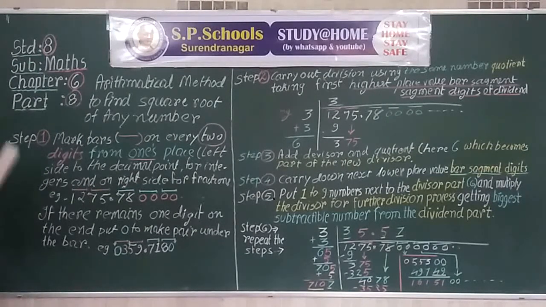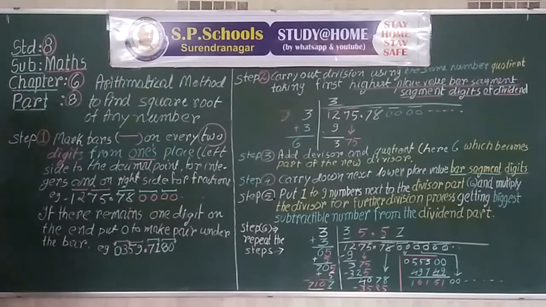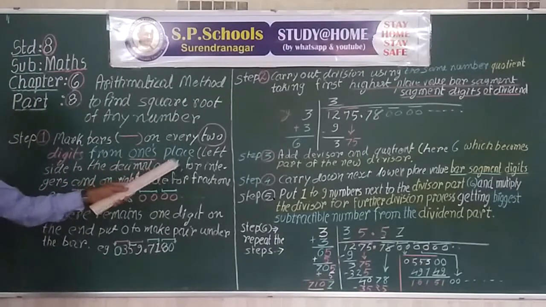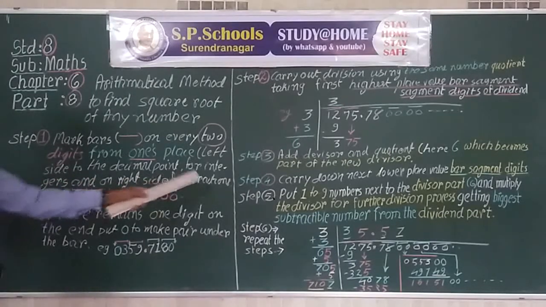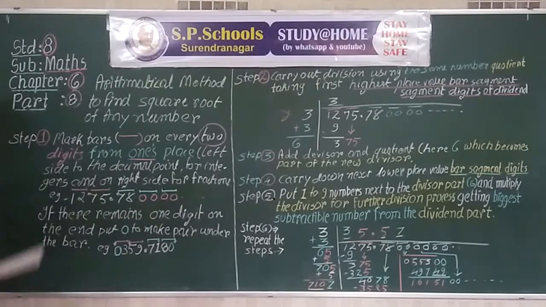Now, there are some steps to be followed for the process. Step 1, mark the bars on every 2 digits from one's place, on the left side of the decimal for integers and on the right side of the decimal for fractions. Like suppose we have 1275.78 as the given number. We are supposed to find out the root of this number.